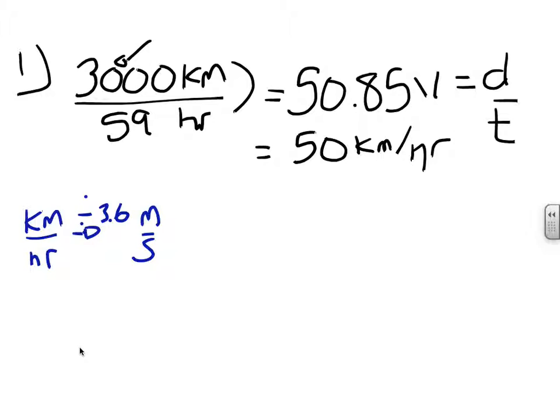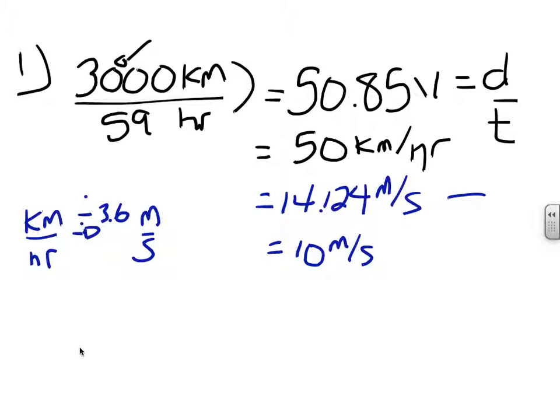So if I take that number and I divide it by 3.6, that gives me 14.124 meters per second. But again, since I only have one sig fig, I need to round that off to 10 meters per second. So if you were getting this answer and you were freaking out because you couldn't figure out why 10 was the right answer, it's because you didn't round off to one sig fig. It's kind of weird when we round off to one sig fig because we don't do that often, but that was the case this time.